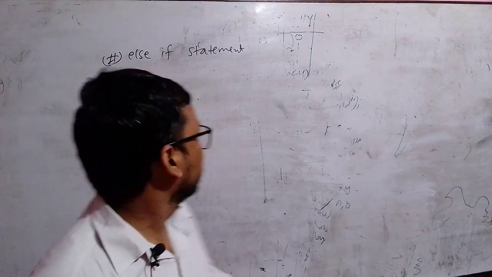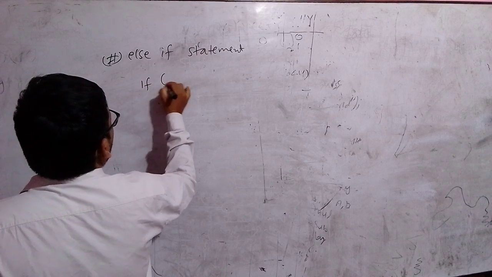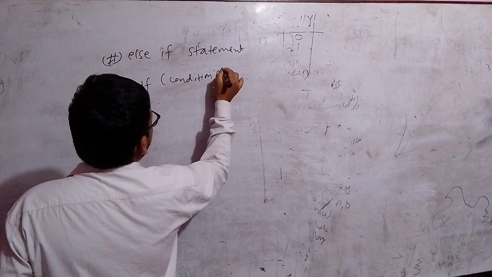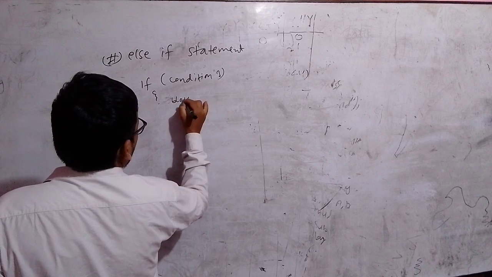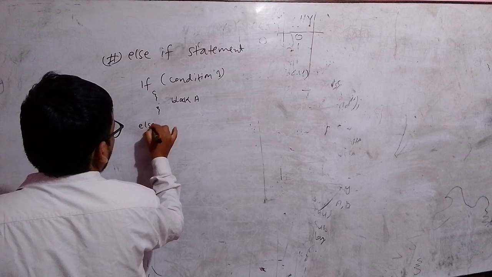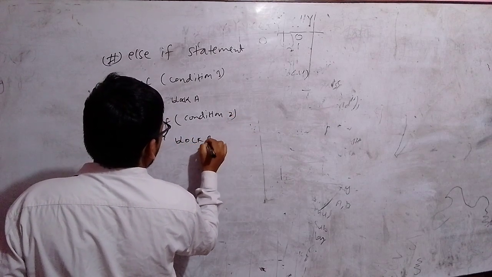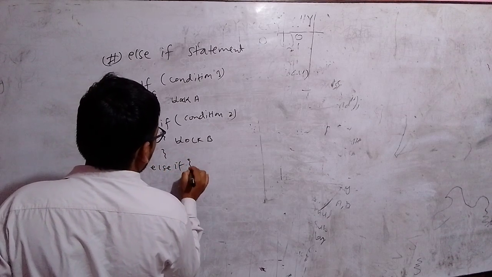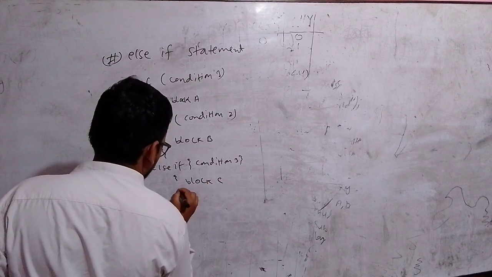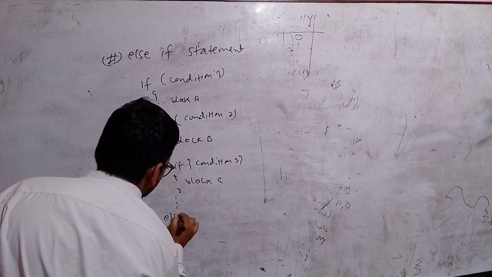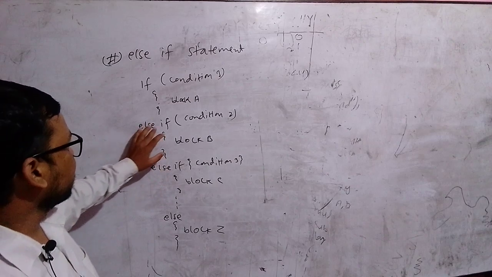Now let me write it. If condition 1, block A, else if condition 2, block B, else if condition 3, block C, and so on. And then the last else, block Z.